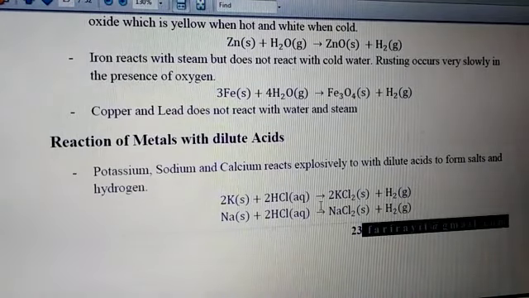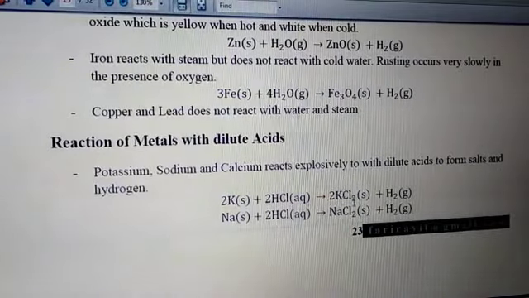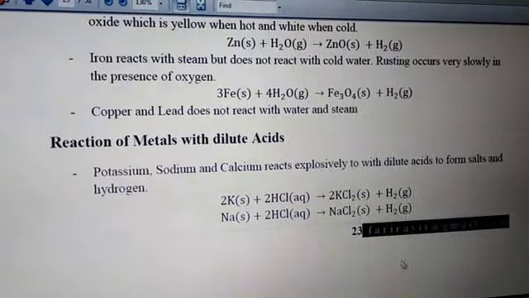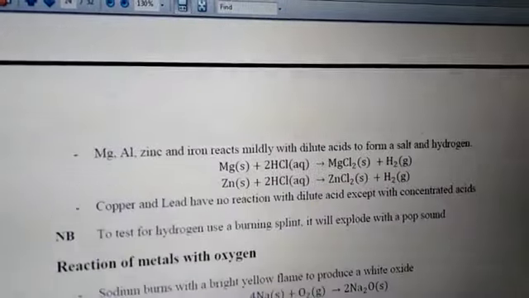For example, when we react potassium and hydrochloric acid, we get potassium chloride plus hydrogen. But this reaction is very explosive, right? It's a very dangerous reaction.